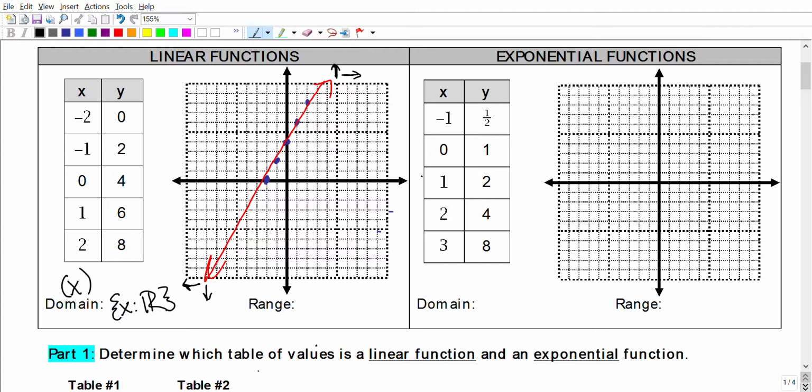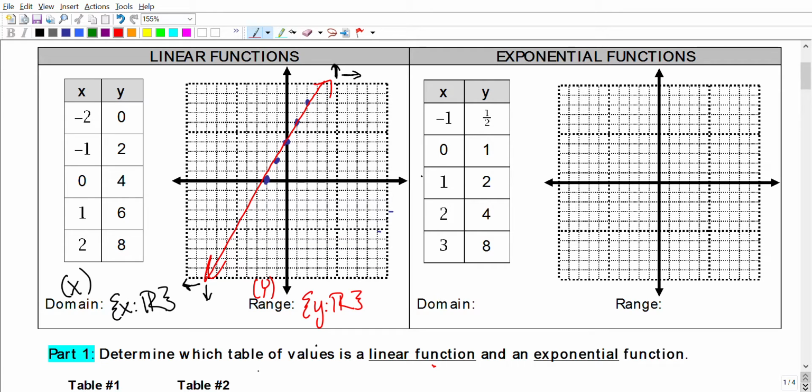So similar here actually with our range. Let's take a look at our y's. So our y's go all the way up and all the way down, and they go up and down forever. So then we also have y such that y is an element of the reals. So we would just say y such that all real numbers.